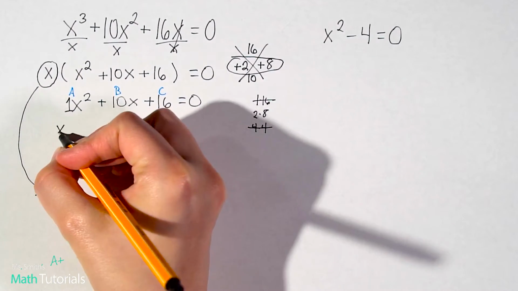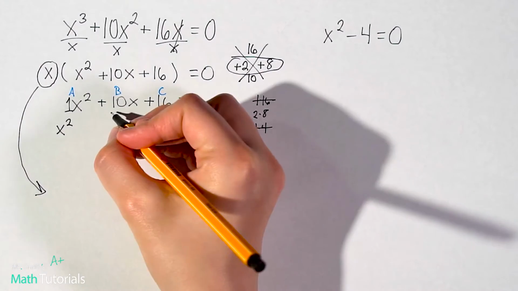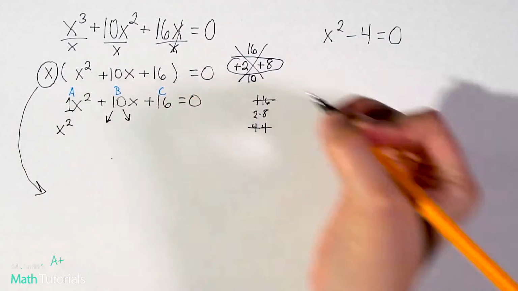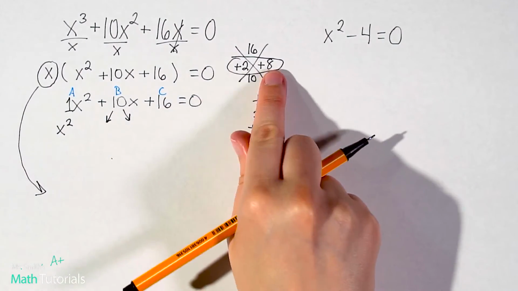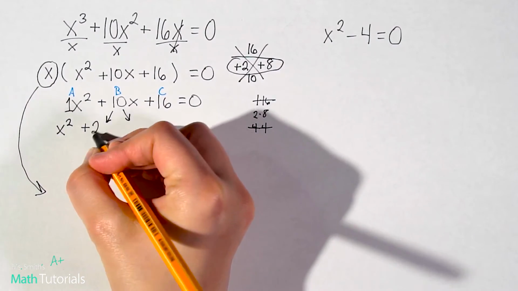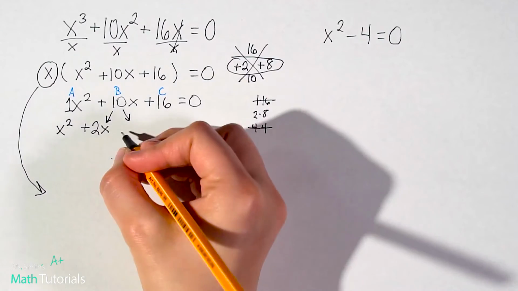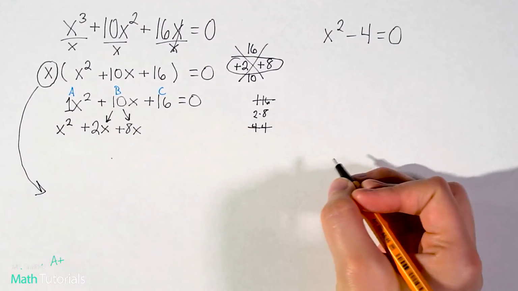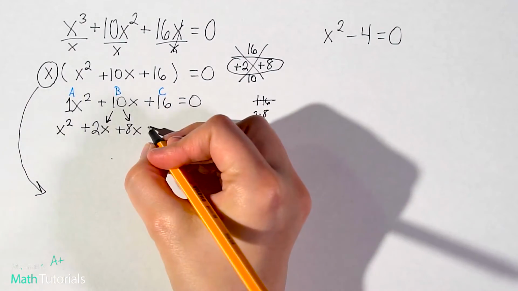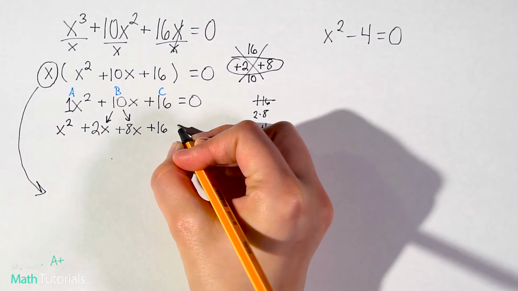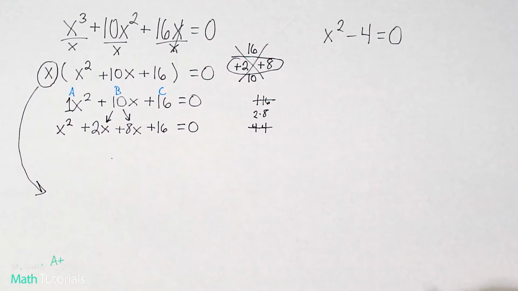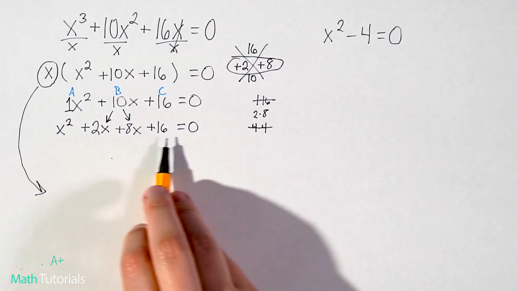So remember, my A stays the same. My B splits into 2, using these two new numbers. Positive 2, and don't forget that the B value has an x with it, plus 8x. And then my C value stays the same, plus 16. Can't forget that equals 0. You've got to keep bringing that down. Okay, so now I have a 4-term problem.